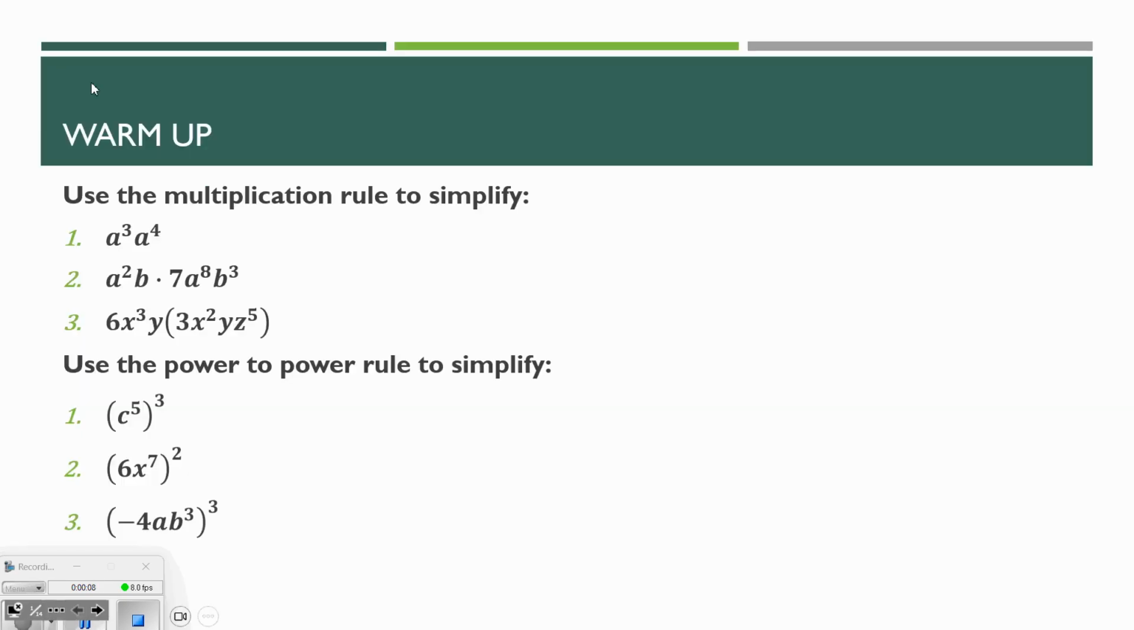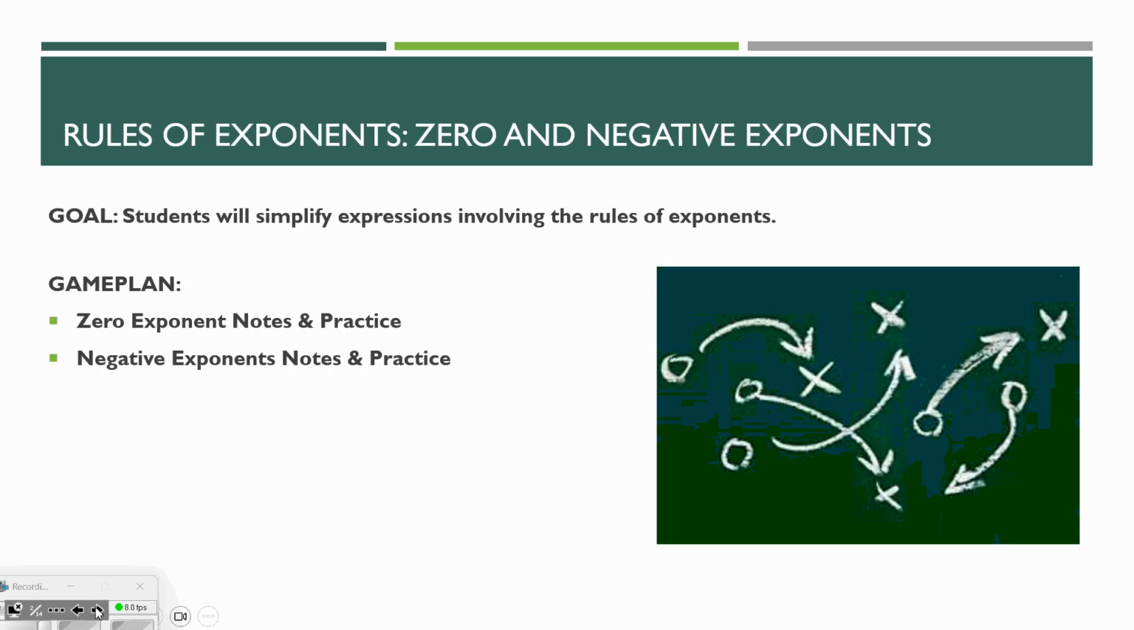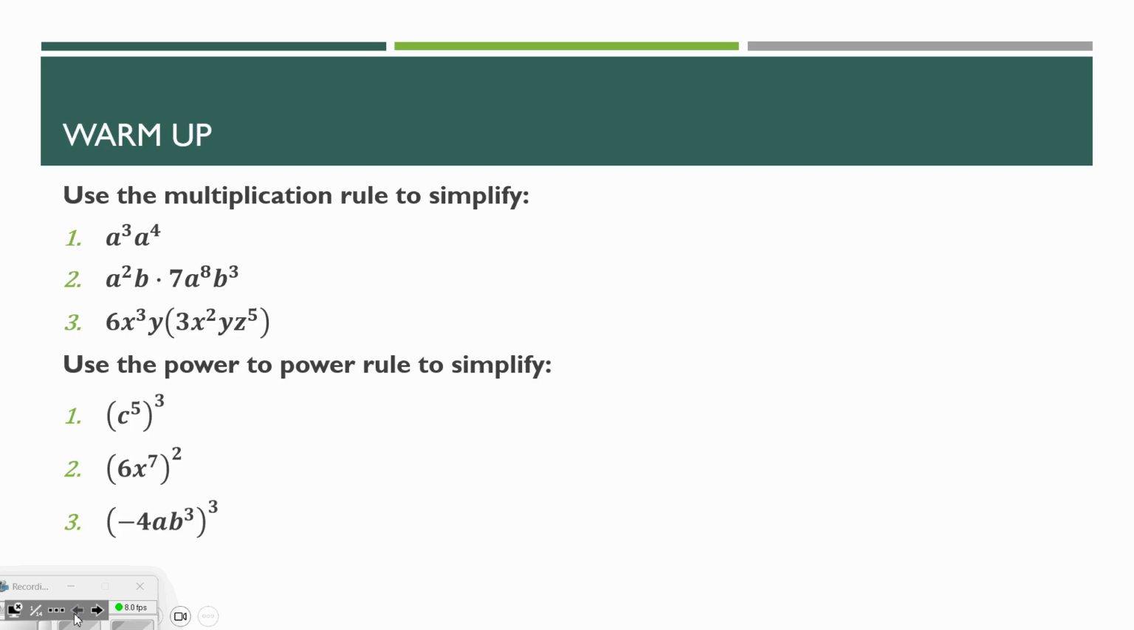Okay, so today we are going to use or learn some of our rules of exponents. Specifically, we're going to talk about zero as an exponent and what happens when we have negative exponents as well. Okay, so we're going to start by going back and reviewing for a quick minute some of the rules that hopefully you already know, specifically the multiplication rule and the power to power rule.